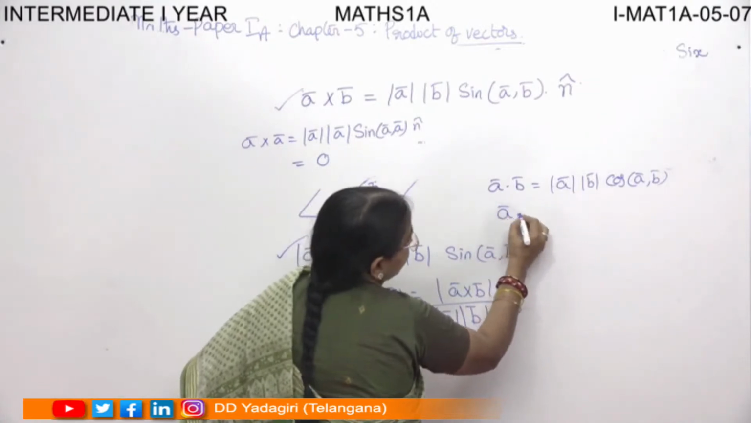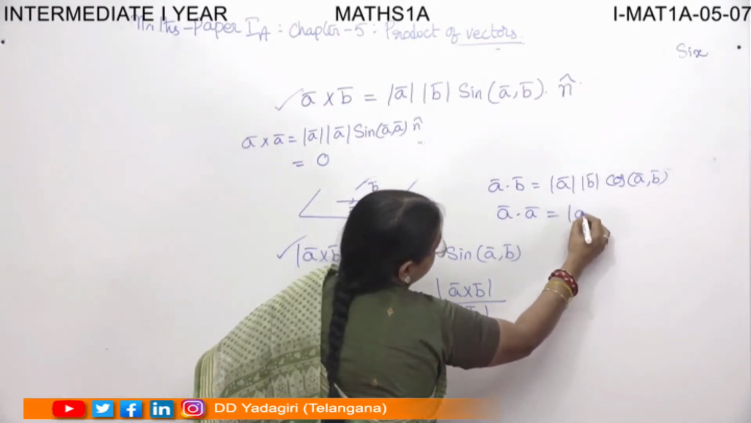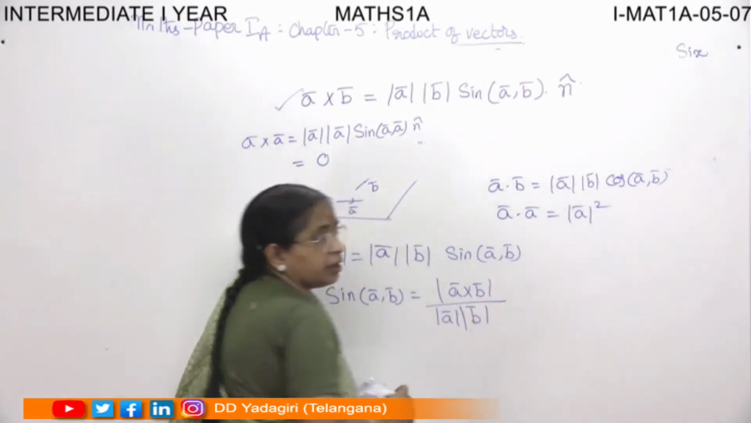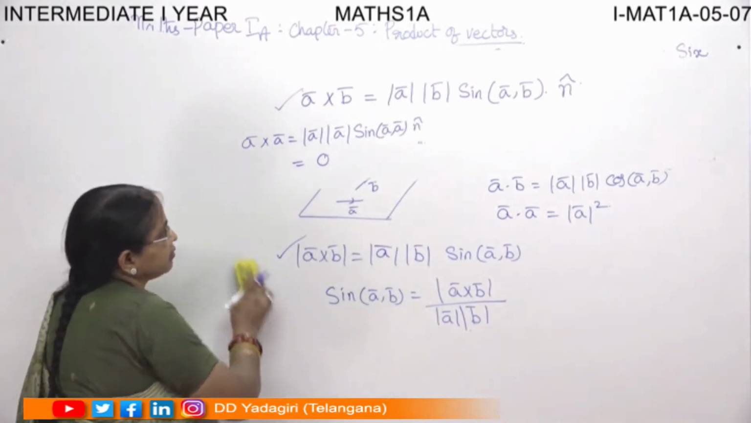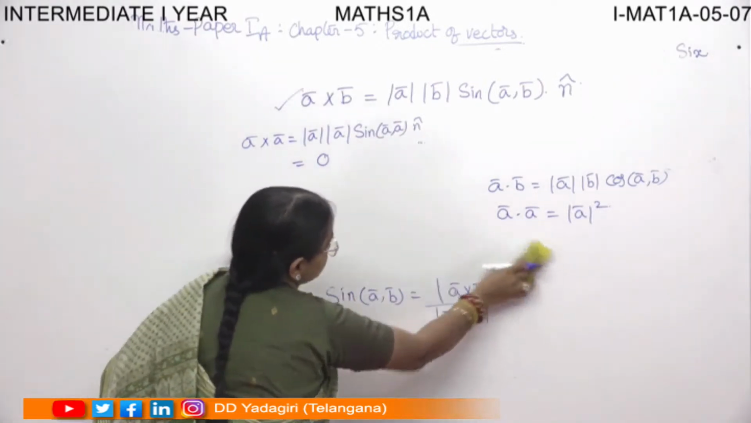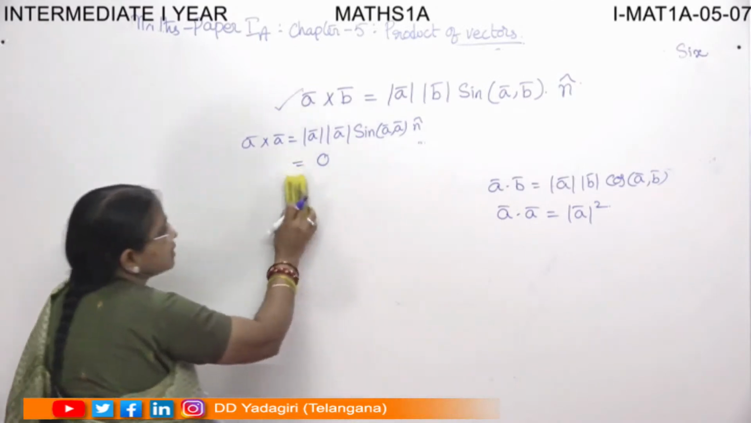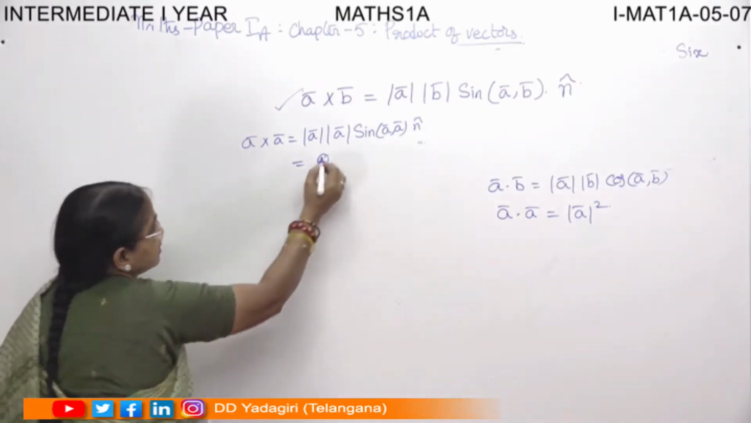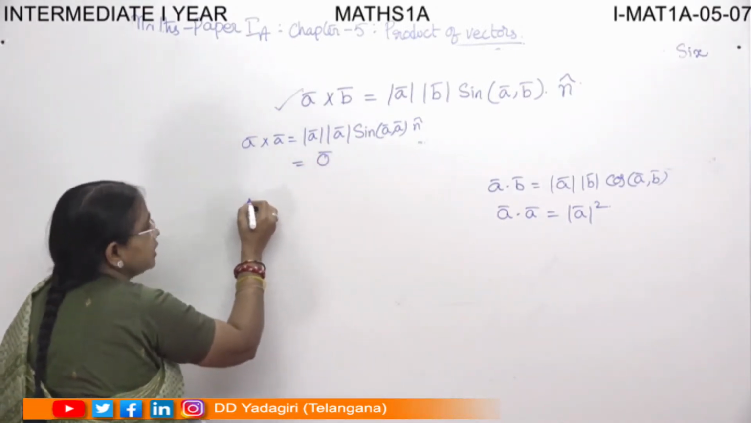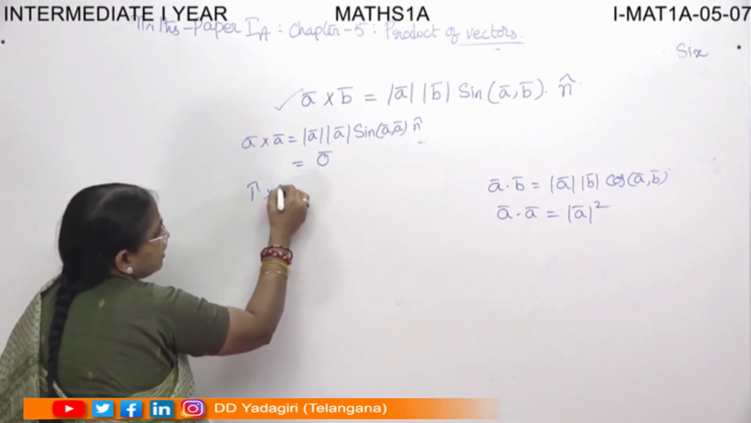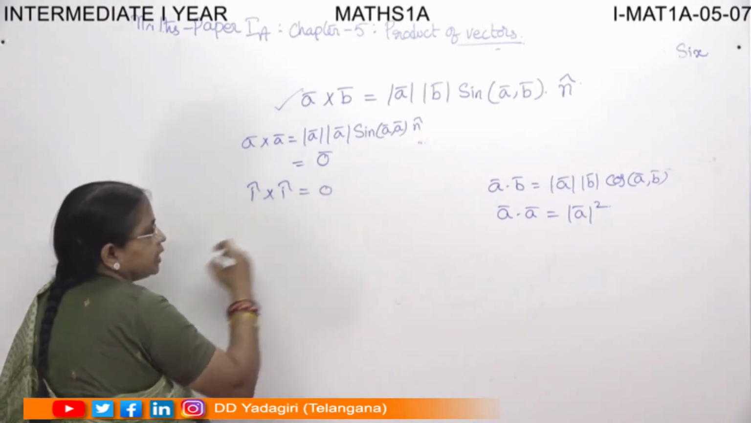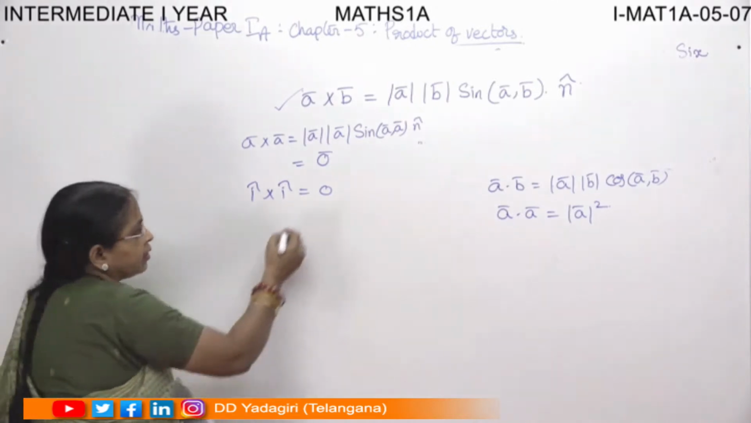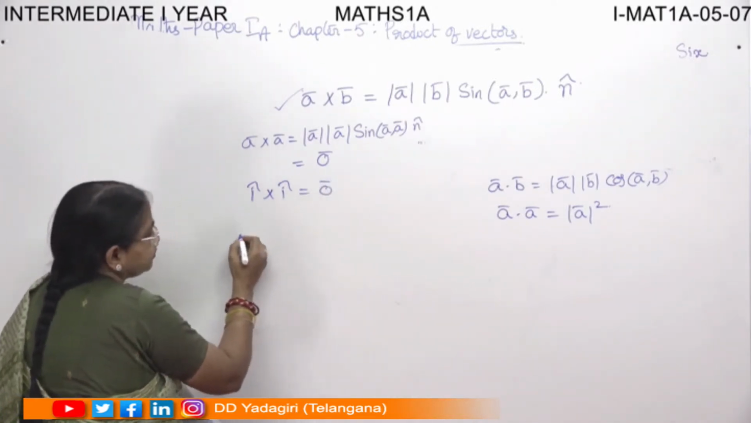Whereas in dot products, A dot A is equal to mod A square. A dot A is mod A square, whereas A cross A is 0. When the two vectors are the same, its value is 0. In the same way, I cross I will be 0, J cross J is 0, and K cross K is also equal to 0.